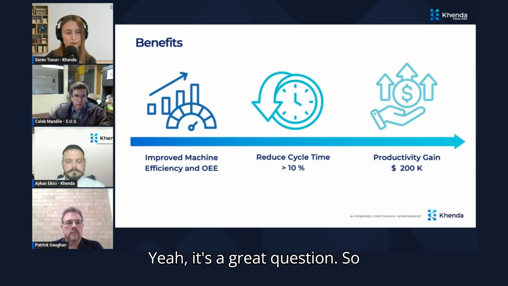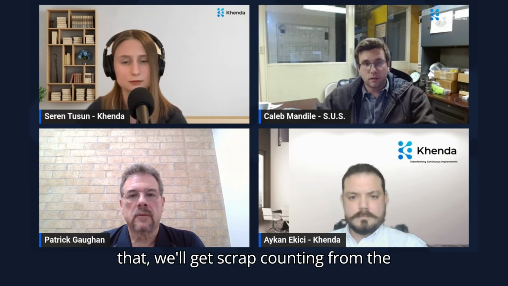Yeah, it's a great question. So Khenda is going to be the only point of data collection for our production monitoring system for our machining centers. The entire machining side of our business is going to be monitored by Khenda alone. We're not going to be connecting to those CNC machines and pulling data out of them. It'll be purely through cameras. And so we'll get production data from that. We'll get scrap counting from the Khenda system. We'll get rate performance metrics, and that'll all be tied into our database.